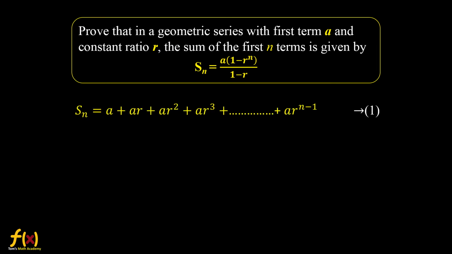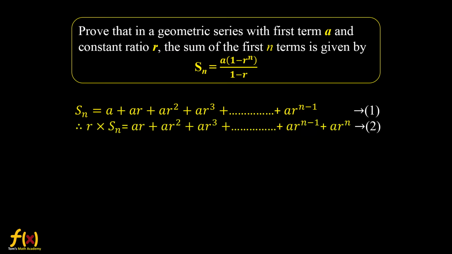We write Sn as the sum of the n terms. That is a plus ar plus ar square plus ar cube plus etc. up to ar to the power n minus 1. Okay, then that is our equation number 1. We multiply this equation by r, both sides, left side and right side.